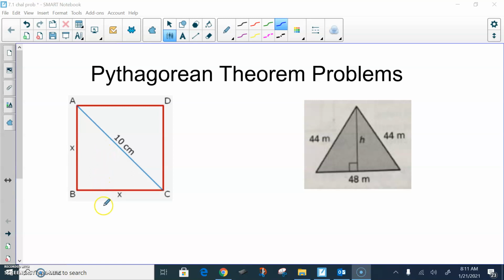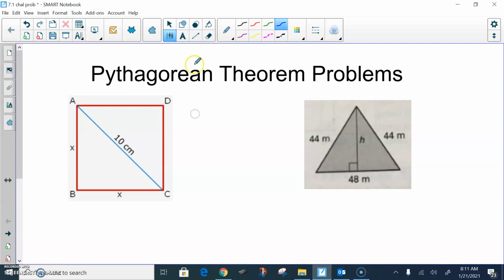This is Honors Geometry Lesson 7.1 Part 2. We're going to try some more Pythagorean theorem problems. The first one we have is a square, and we know the length of the diagonal is 10 centimeters. The question is, what are the lengths of the sides? So we're going to use good old Pythagorean theorem.